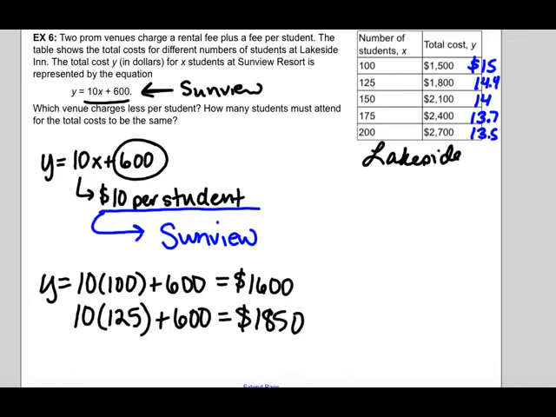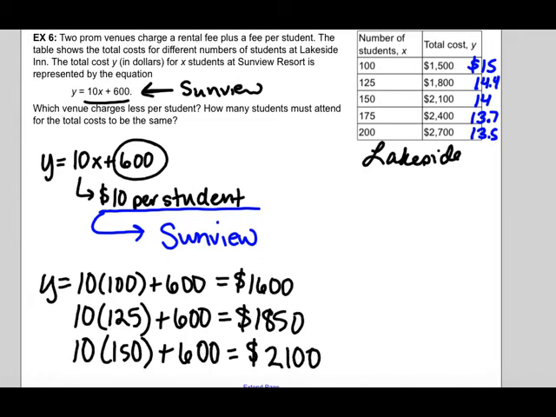Let's try 150. 10 times 150 is 1,500. Plus 600 gives me $2,100. That'd be an awful expensive venue otherwise. Well, I found the match. The match is at 150 students.